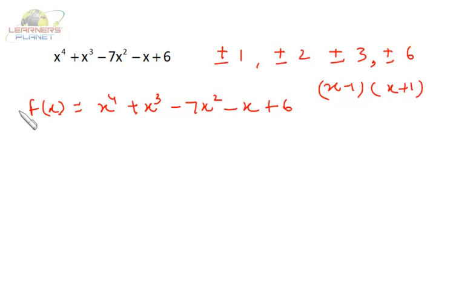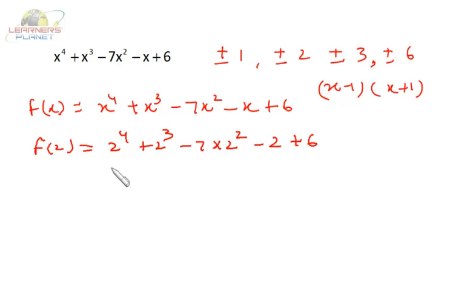Now let's try for x equal to 2. So f(2) is equal to 2 raised to 4 plus 2 cube minus 7 into 2 square minus 2 plus 6. So it's 16 plus 8 minus 7 into 4, 28, minus 2 plus 6. So 16 plus 8, 24, 24 plus 6, 30, and 30 minus 30, we are getting 0. That means if we put x equal to 2 in this polynomial, we'll be getting 0 as a remainder. That means x minus 2 is also a factor. So I just write it over here.